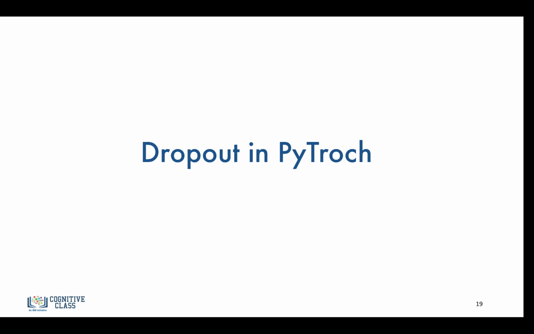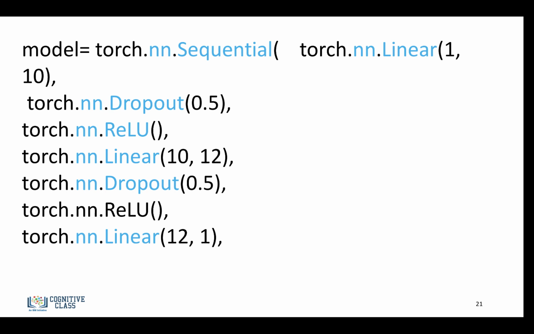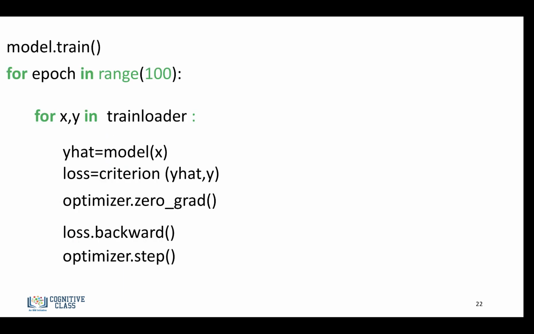So let's see how to implement dropout in PyTorch. So we have our custom class or module, and in this case, I put a parameter to set the dropout level, and we create a dropout object, and in the forward step, we call the dropout method on our output after every linear layer and activation. We can do the same thing for sequential, and we have our linear layer, and we simply add the dropout layer preceding the linear layer.